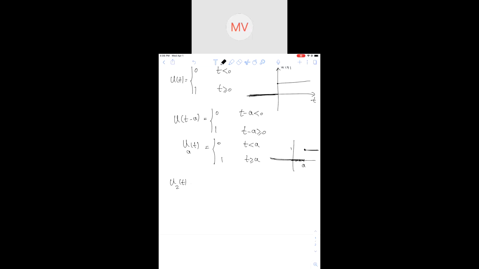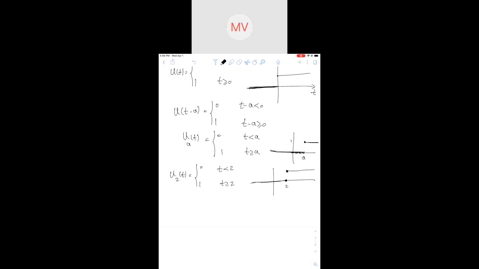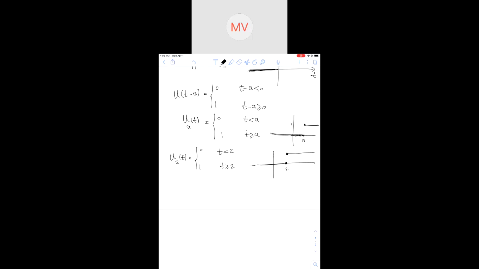For example, u sub 2 of t is 0 when t is less than 2, and if t is bigger than or equal to 2, it's 1. Again, it has this graph. At 2, you have 1, and then 0, like that. What we can do with this is find the Laplace transform of it. So, let's find the Laplace of u sub a of t in general.